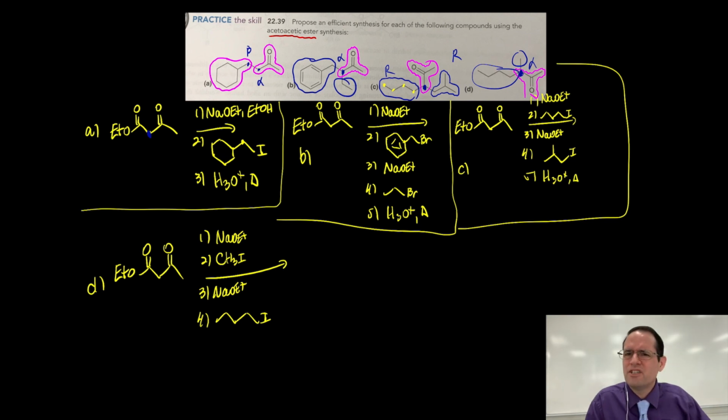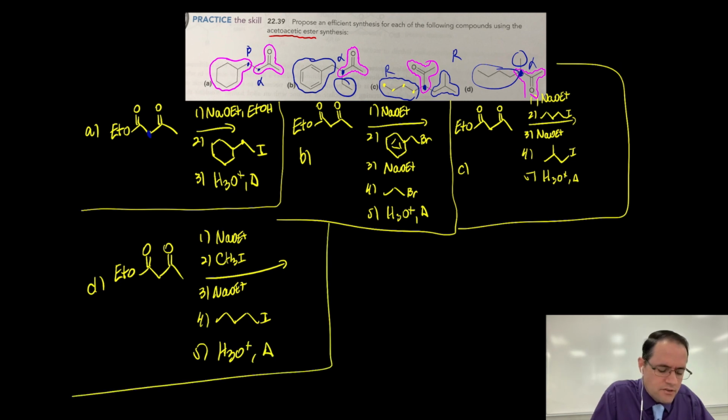And it's easier for me to draw a stick figure, bromobutane, than to write C4H9I or whatever the formula is, okay? H3O plus and heat, okay? So that's how you do part D, okay?